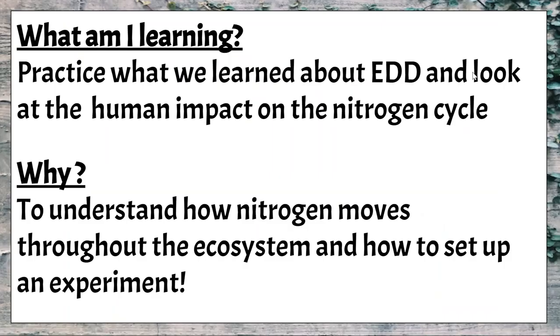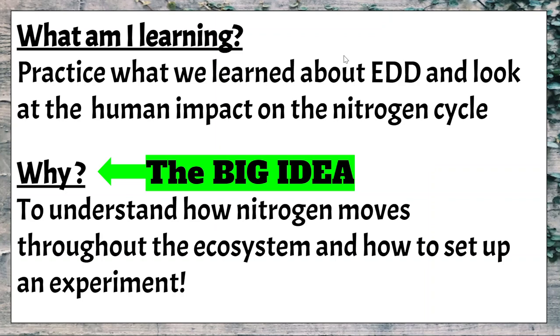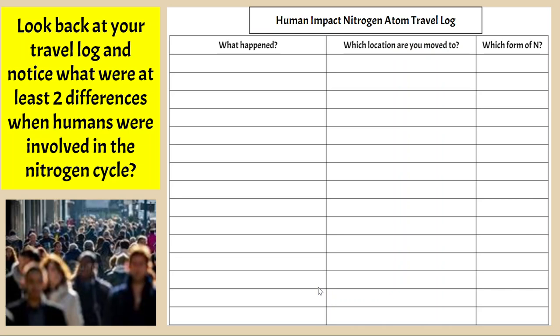All right, today, what am I learning? I'm going to practice what we learned about experimental design and experimental design diagrams. And I'm going to continue to look at the human impact on the nitrogen cycle. Why? This is because I want to understand how nitrogen moves through the ecosystems, both biotic and abiotic parts, and I want to be sure that I know how to set up an experiment.